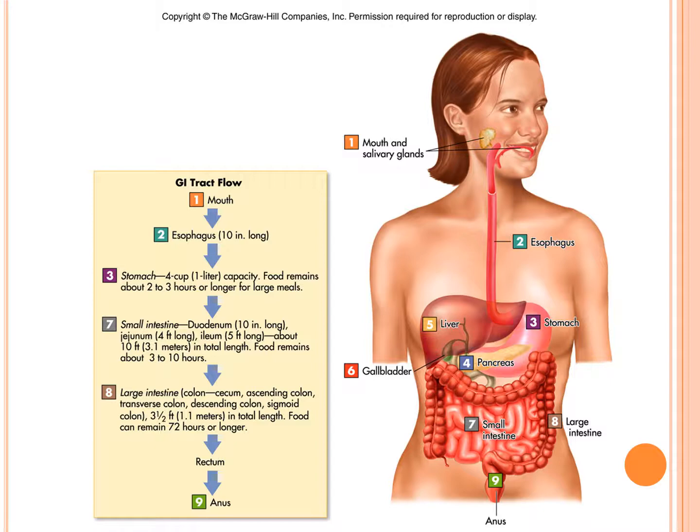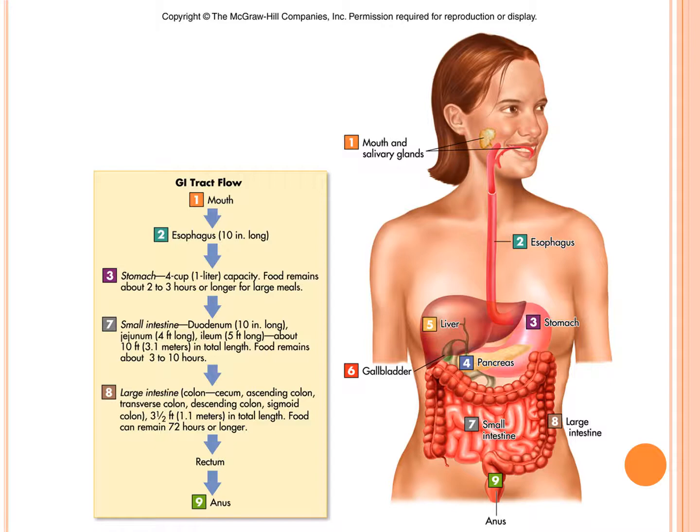So the small intestine joins the stomach, and it's actually the mass of coiled up tubes labeled as number 7 in the diagram. The small intestine is divided into 3 sections, the duodenum, the jejunum, and the ileum. The duodenum is considered to be about 10 inches to 12 inches in length. The next section is the jejunum. It's about 4 feet long. And then the final section, the ileum, is about 5 feet long.